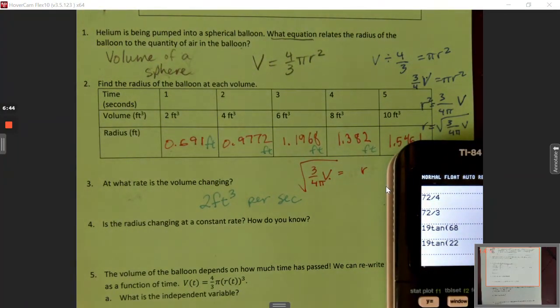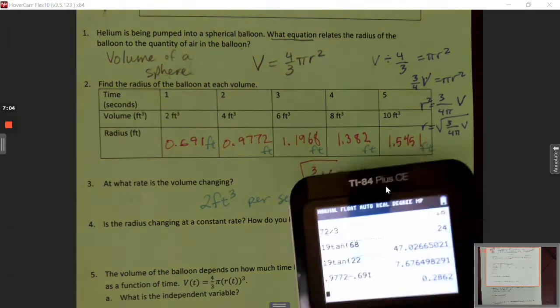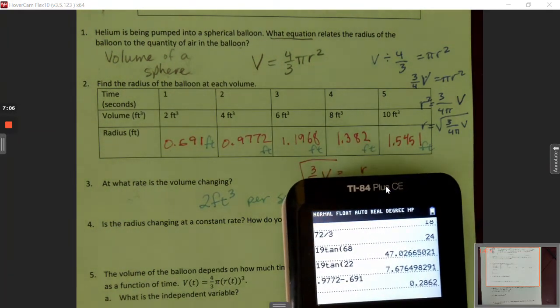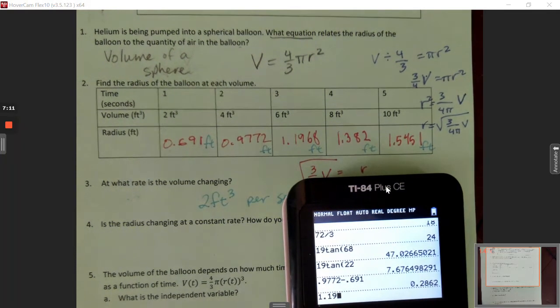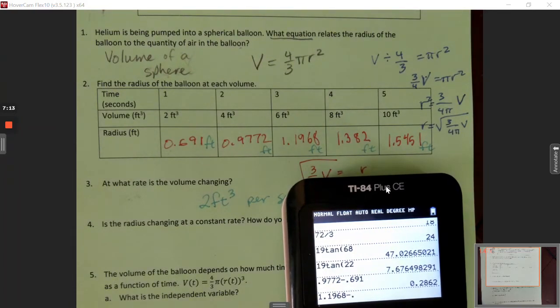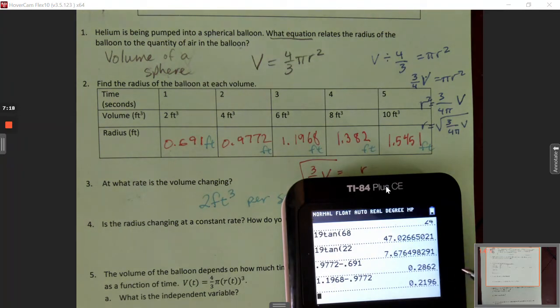And I need to do 0.9972. Wait, excuse me, 2 7s, not 2 9s. Again, another reason I like this calculator, minus 0.0691. Whoops. And so my answer is almost 0.3. And so then let's do the next one, 1.1968 minus 0.9772. And you'll notice those are not the same.